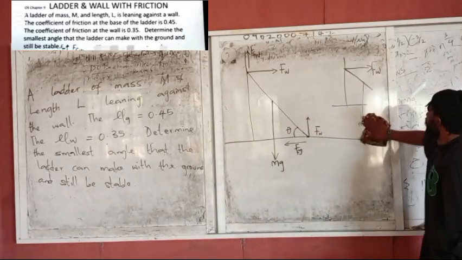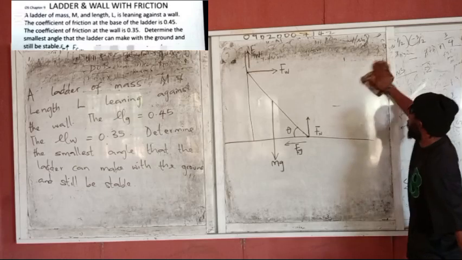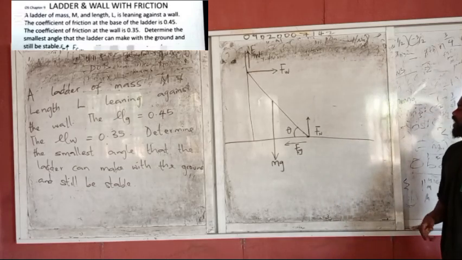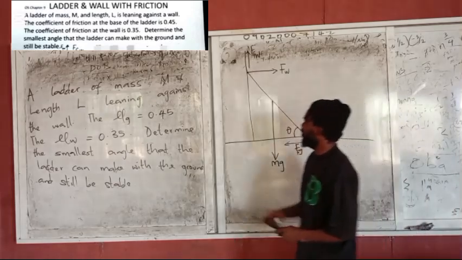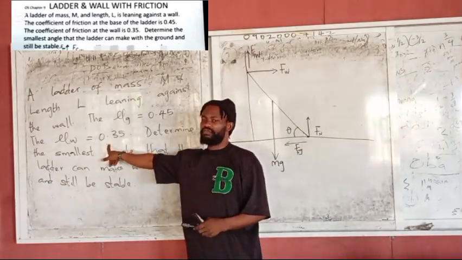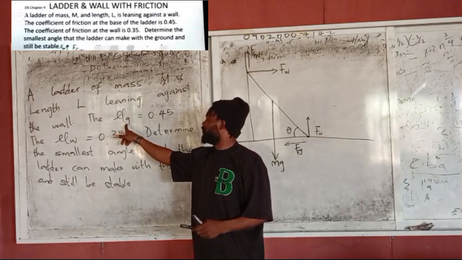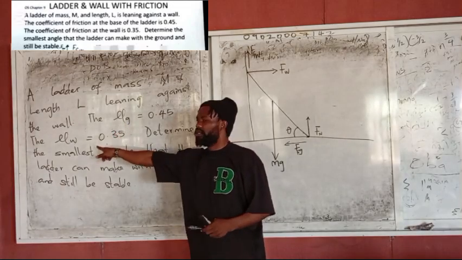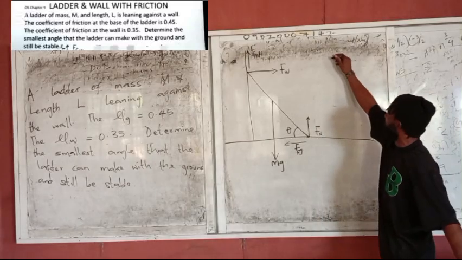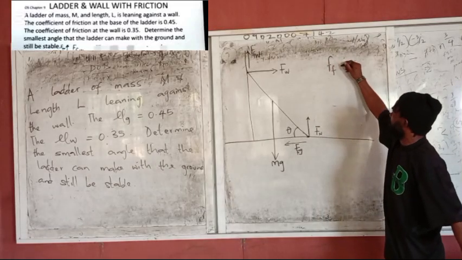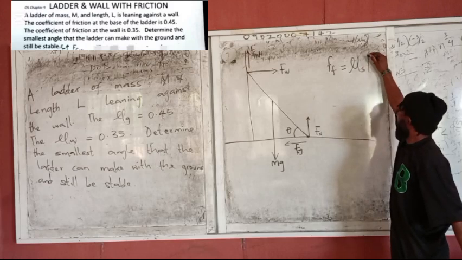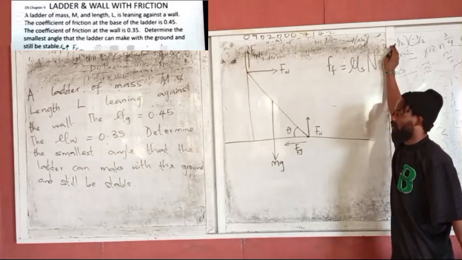So let's now see how to get the angle. Notice that if I'm getting the angles, they give me the coefficient of static friction on the ground and the coefficient of static friction on the wall. Now, we need to remember that, first of all, the frictional force is given by the coefficient of static friction and the normal reaction, shall we?